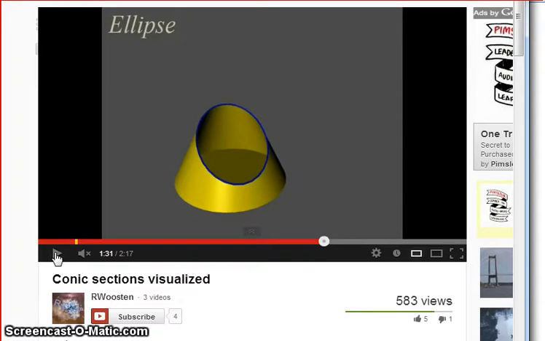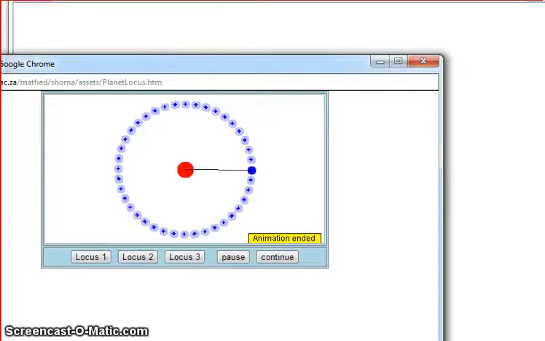The first was the circle. We defined a circle as the locus of all points a set distance away from a fixed point. That fixed point is called the center of the circle. Here's a visual representation of that. All of these blue points are a fixed distance away from the big red point in the middle. That big red point is called the center, and the fixed distance is called the radius.